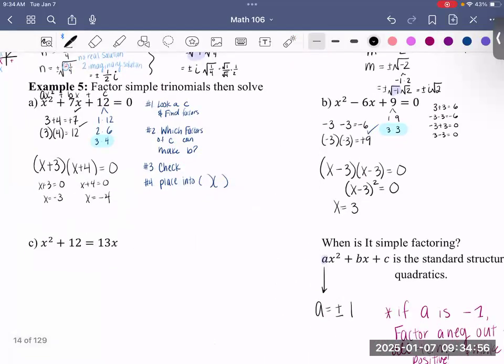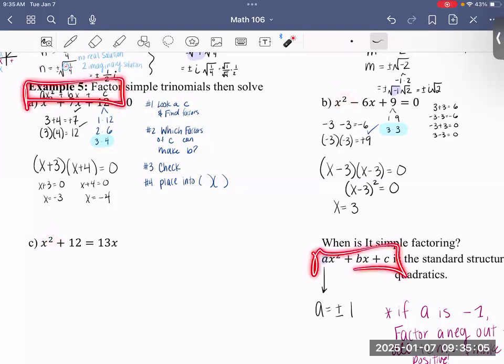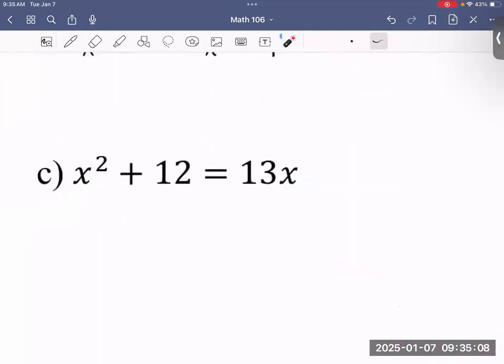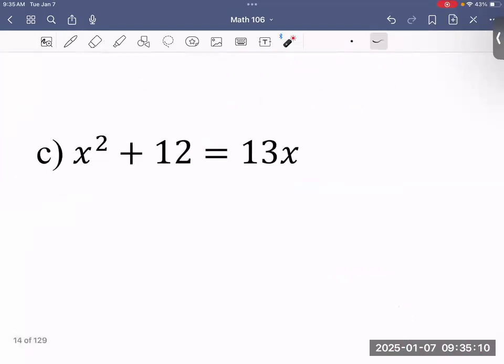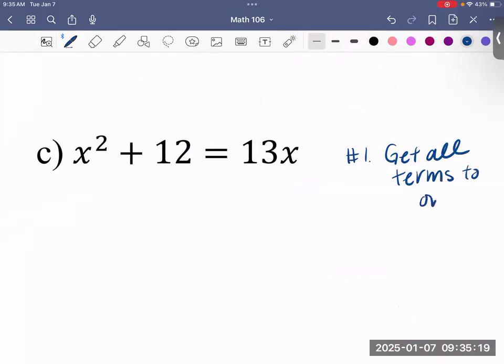Let's have you try it again with C. Now you notice that C's setup is slightly different. You have one term on the other side. However, it's still a quadratic, meaning that we need the setup ax squared plus bx plus c. So that just means that we need to shift over your term. So step 1, get all terms to one side. x squared minus 13x plus 12 is equal to 0.